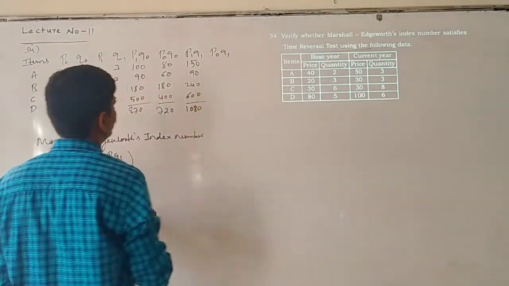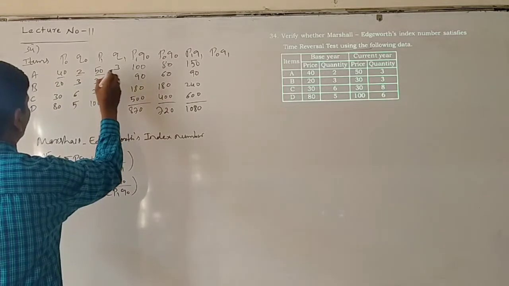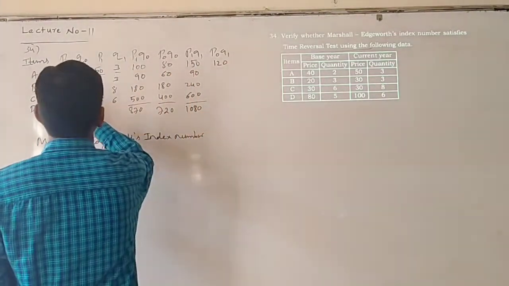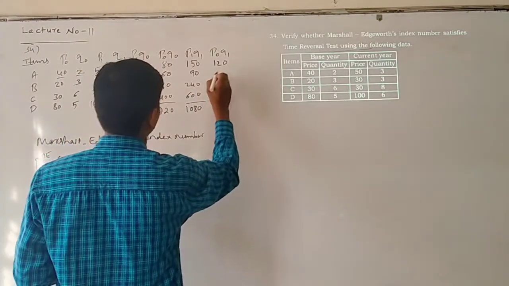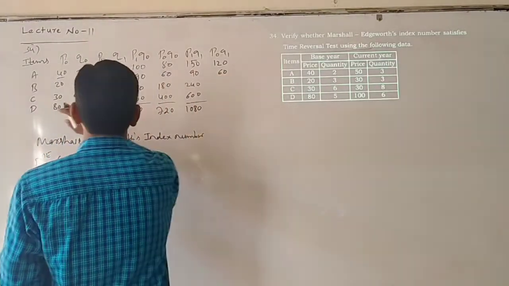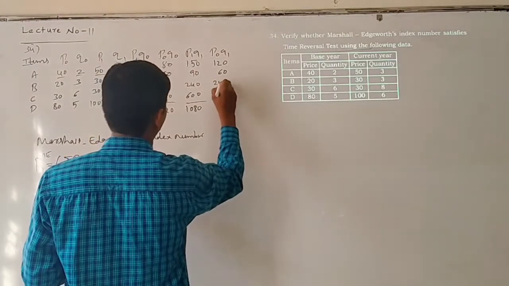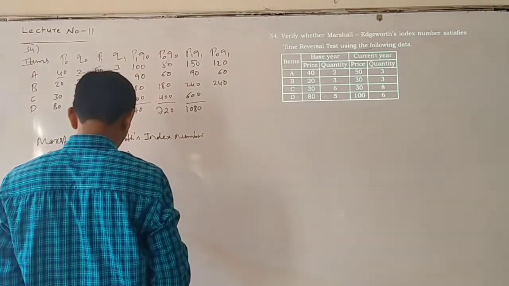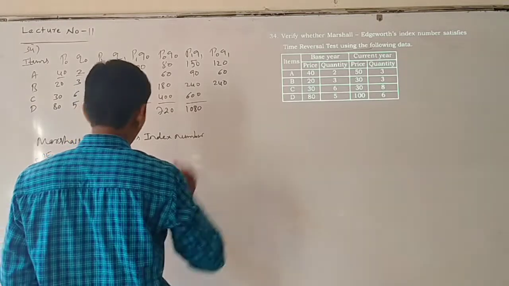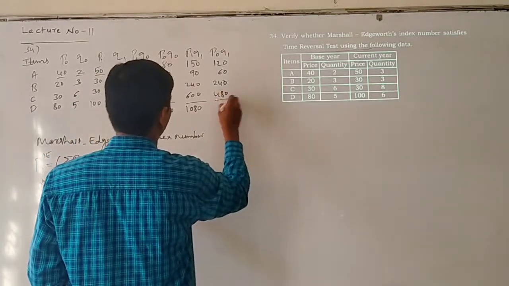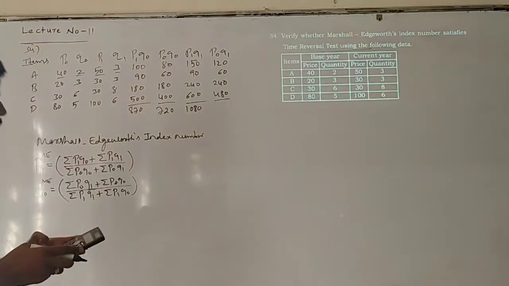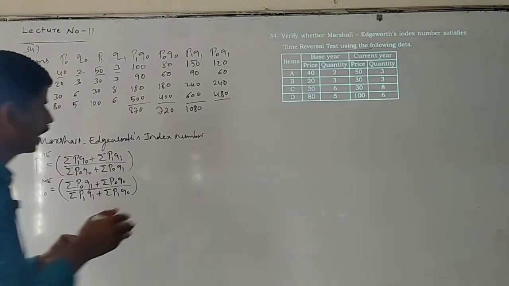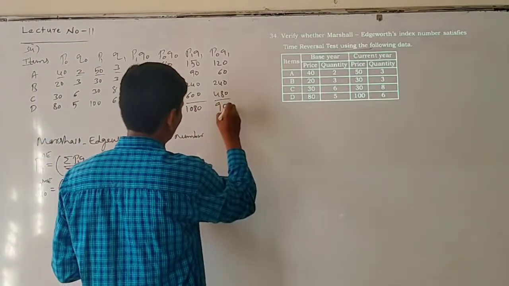And last, P0 into Q1. This into this, 43 is 120, 23 is 60, 38 is 240, 86 is 480. Okay. Sum is 480 plus 240 plus 60 plus 120 is 900. Sum of P0 Q1 is 900.